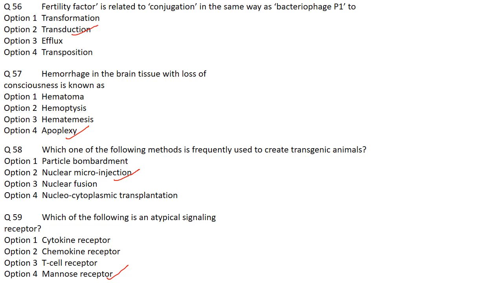Then next one. Fertility factor is related to conjugation in the same way as bacteriophage P1 to transduction. Answer is option 2. Hemorrhage in the brain tissue with loss of consciousness is known as apoplexy. Answer is 4. Which one of the following methods is frequently used to create transgenic animals? Nuclear microinjection. Answer is option 2. Which of the following is an atypical signaling receptor? The mannose receptor. It is an atypical signaling receptor.